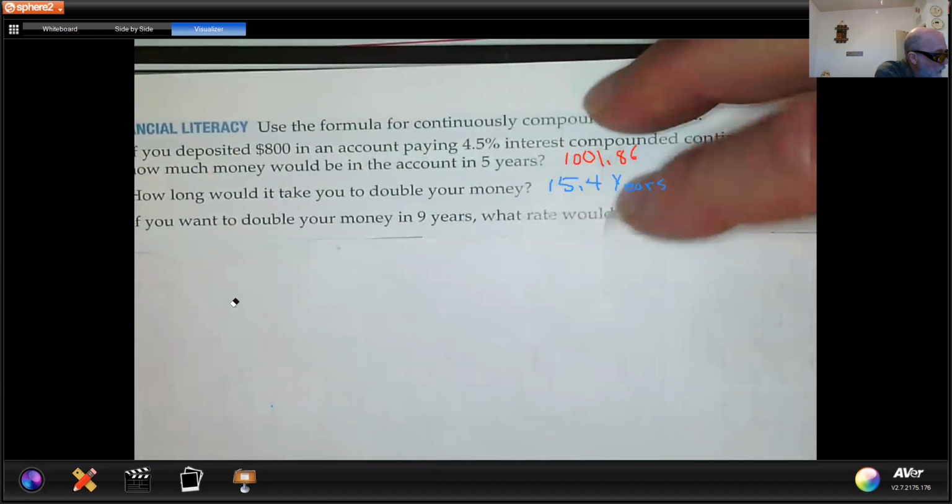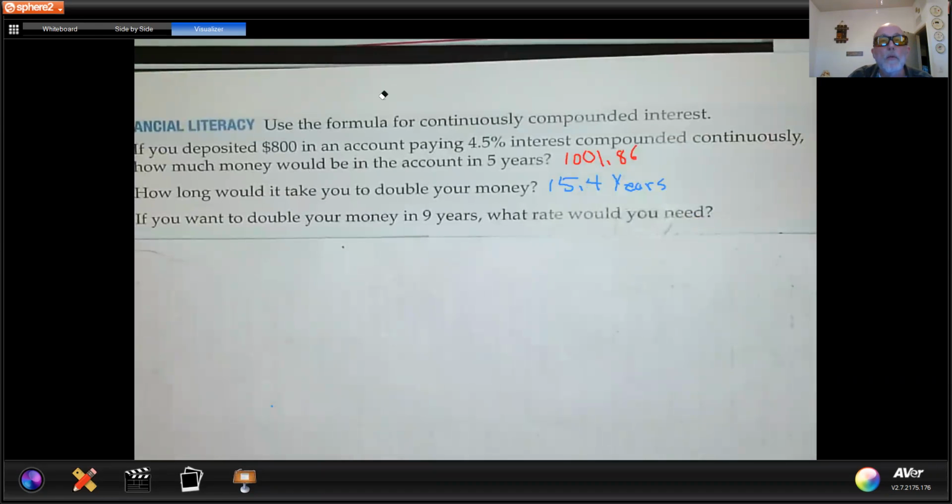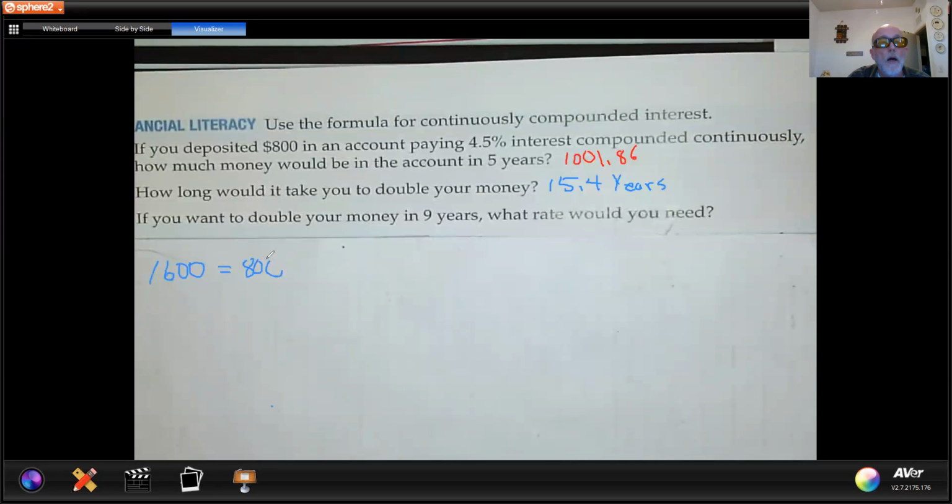Part C. Here we go. If I wanted to double my money in 9 years, what interest rate would I have to have? So once again, I want to double my money. So that means I want to end up with 1,600. I'm starting with 800.